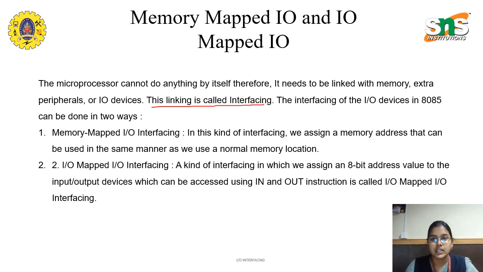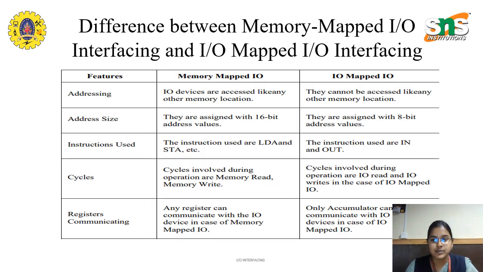The interfacing of input-output devices in 8085 can be done in two ways: memory mapped input-output interfacing and input-output mapped input-output interfacing. In memory mapped interfacing, we assign a memory address that can be used in the same manner as a normal memory location. A kind of interfacing where we assign an 8-bit address value to the input-output devices, which can be accessed using input-output instructions, is called input-output mapped input-output interfacing. Next, we will discuss the difference between these two types.